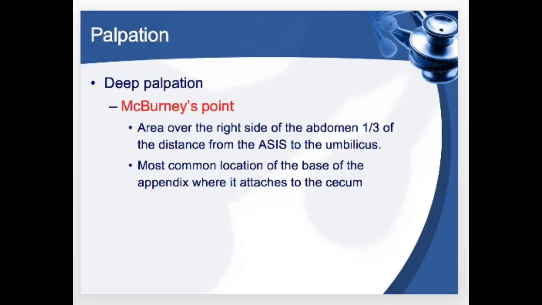You can deeply palpate for McBurney's point, which is on the right side of the abdomen, one-third of the distance between the anterior superior iliac spine, the ASIS, the anterior hip bone, and the umbilicus, or the belly button. So if you go one-third of the distance from the ASIS to the umbilicus, this is called McBurney's point. It's the most common location of the base of the appendix where it attaches to the cecum. So this is the point most likely to be closest to the appendix.